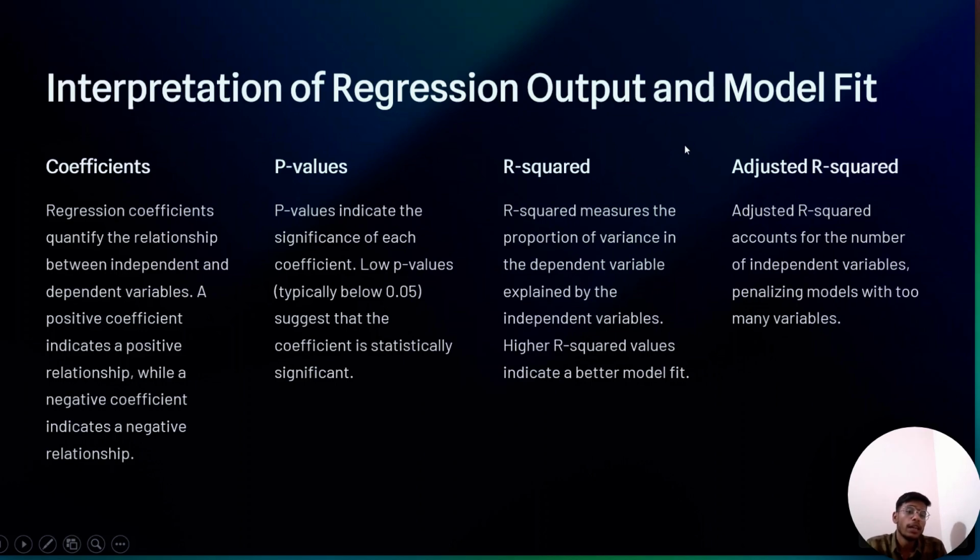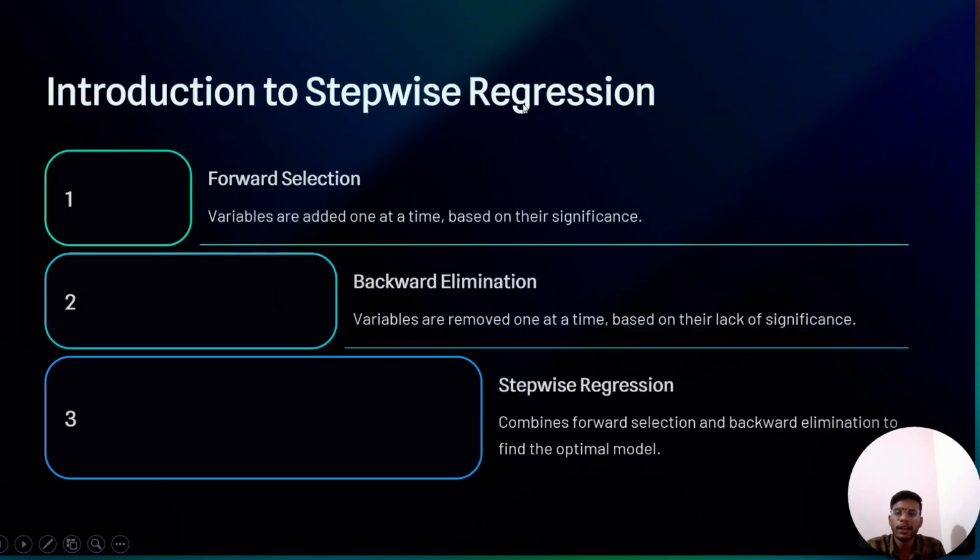Now, adjusted R square. Adjusted R square accounts for the number of independent variables, penalizing models with too many variables. Introduction to stepwise regression. First, forward selection. Variables are added one at a time based on their significance. Next, backward elimination. In backward elimination, variables are removed one at a time based on their lack of significance. Next, stepwise regression. Stepwise regression combines forward selection and backward elimination to find the optimal model.